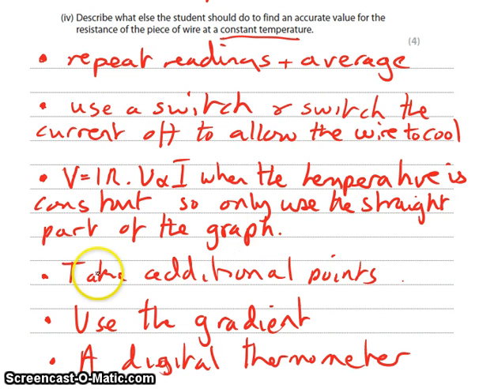Another point you can do now is take additional points, use the gradient, and to measure the temperature, use the digital thermometer. That's the end of question 2, and so I'll hand you over to Mr. Collins and Mr. Baker.